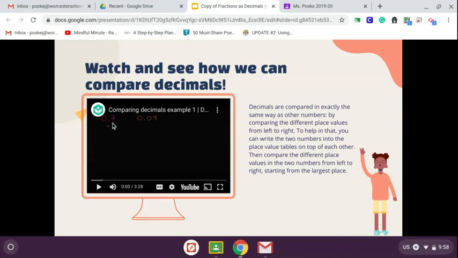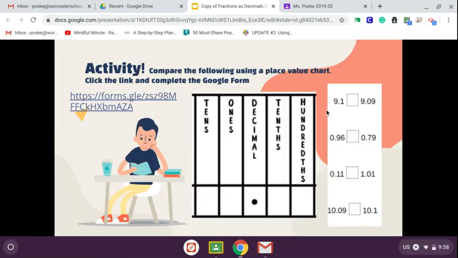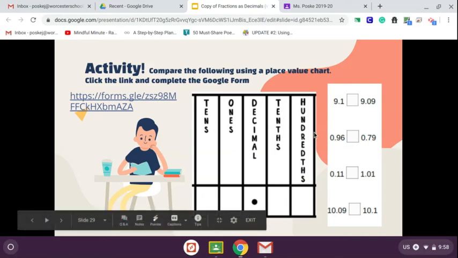Say if you want to compare these two numbers, start from the left. 0 and 0 are the same. You have your decimal point, and then you have 7 and 0. So 7 is greater than 0. So this digit, 7 tenths, is greater than 9 hundredths. So that's how you would compare those. Just like your chart here, you have a little chart.